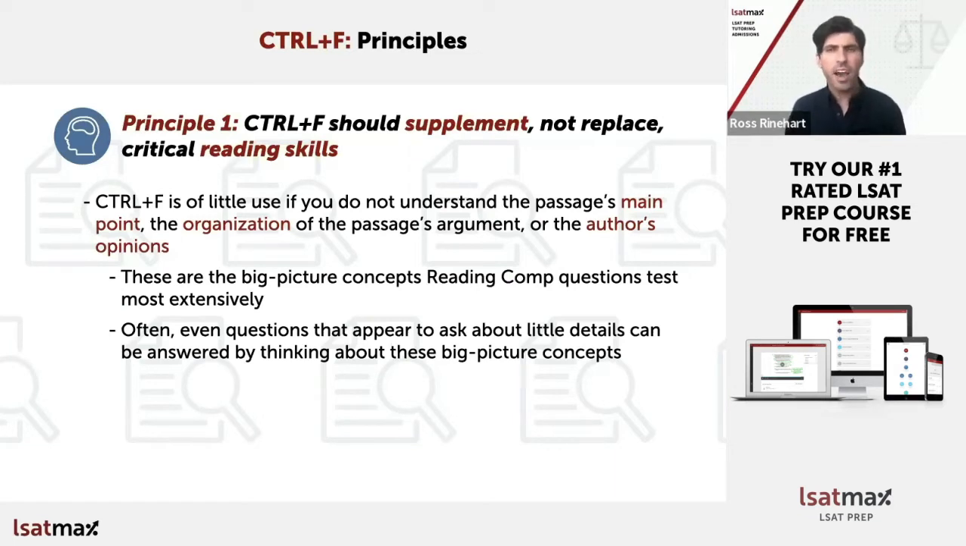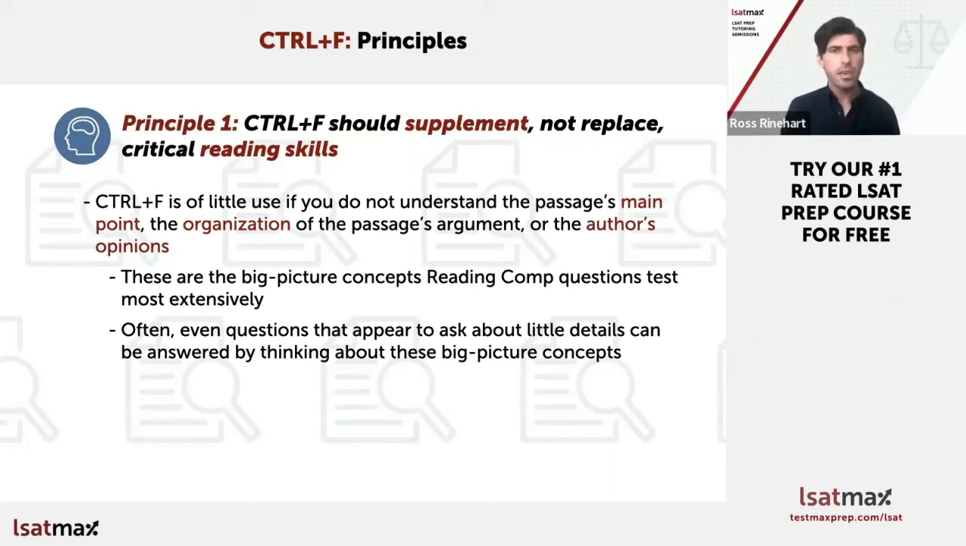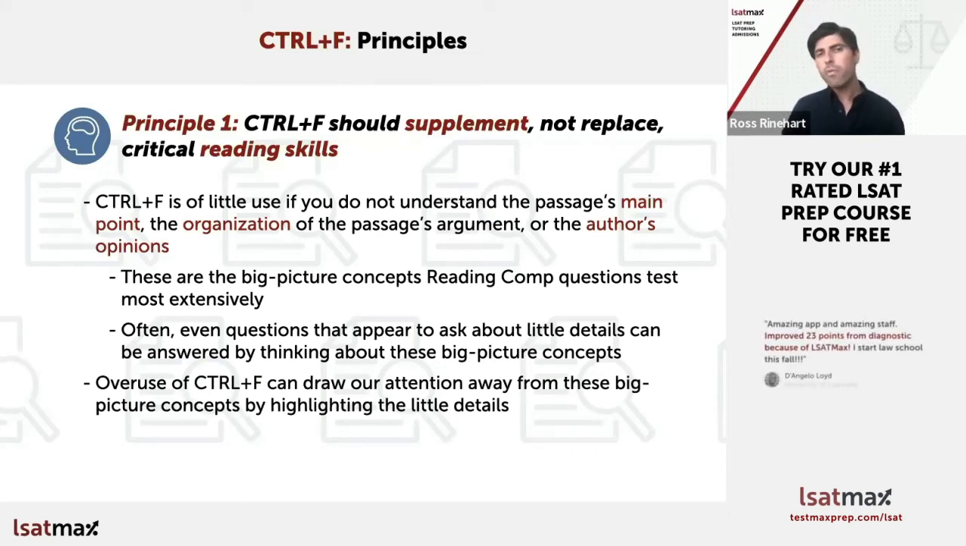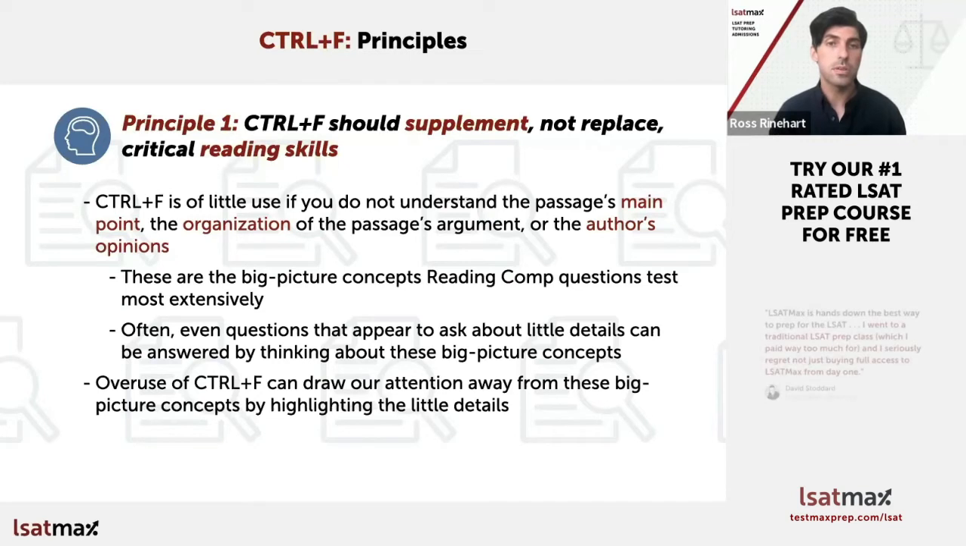So what Ctrl+F kind of does is it takes our attention away from these big picture concepts. It literally highlights these little details, these little words mentioned in the passage. And that has the effect of taking our attention slightly away from these big picture concepts and highlighting the little details. So if we overuse Ctrl+F, what tends to happen is we start focusing too much on the details, and we tend to forget about or overlook these big picture points.